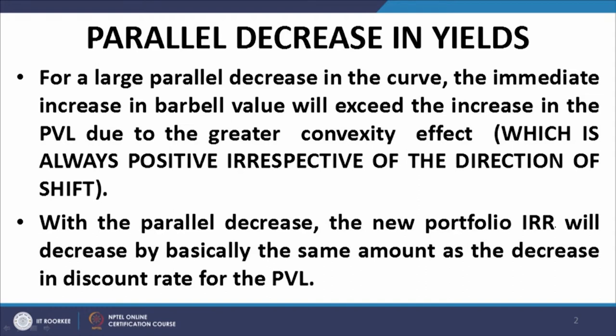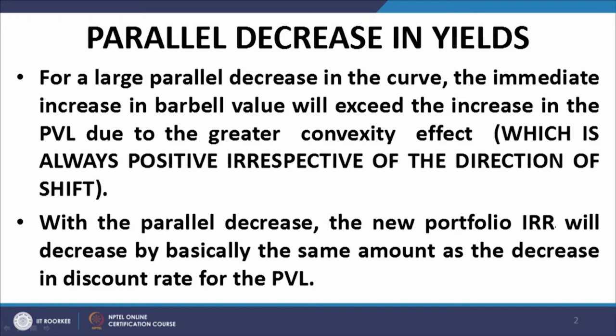For a large parallel decrease in the yield curve, the immediate increase in barbell value will exceed the increase in the present value of liabilities due to the greater convexity effect. Recall, the barbell has a higher convexity than the bullet liability. And please note the second point to recall: the convexity effect is always positive, it always results in an increase in price, irrespective of the direction of the shift of the yield curve.